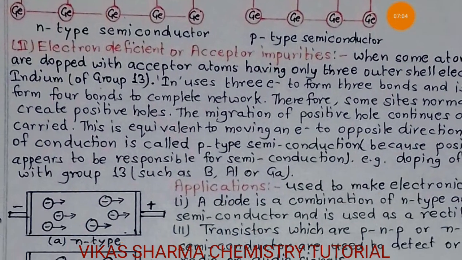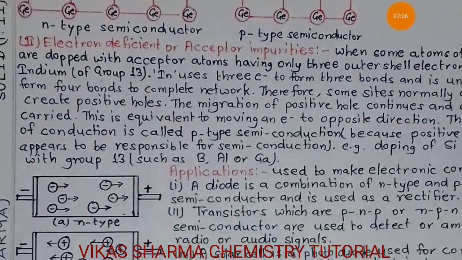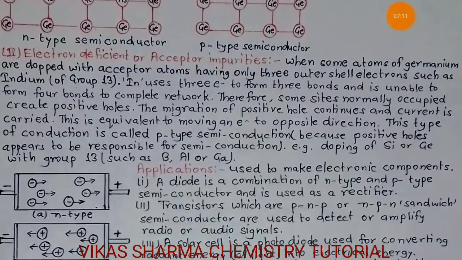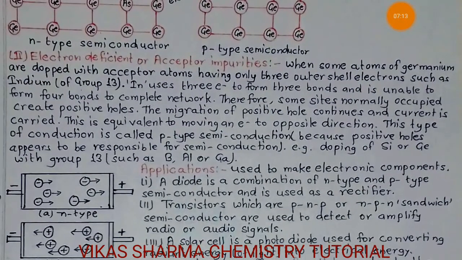Students, second one is known as electron deficient or acceptor impurities. They form P-type semiconductor. When some atoms of germanium are doped with acceptor atoms having only 3 outer shell electrons, such as indium of group 13, indium uses 3 electrons to form 3 bonds and is unable to form 4 bonds to complete the network. Therefore, some sites normally occupied create positive holes. The migration of positive holes continues and current is carried. This is equivalent to moving an electron in the opposite direction.